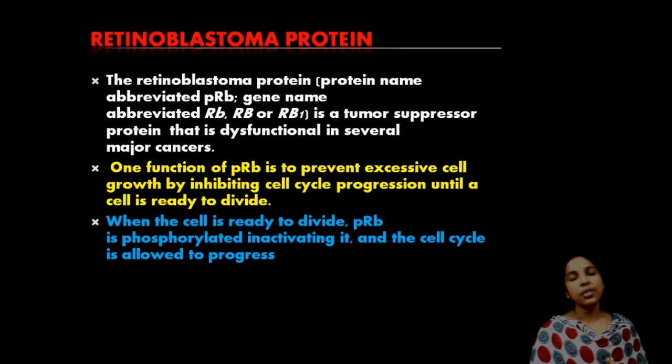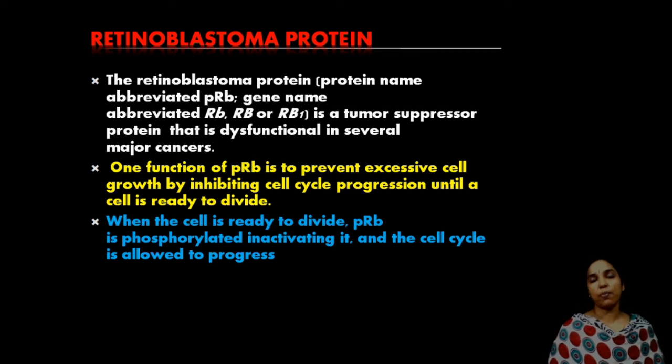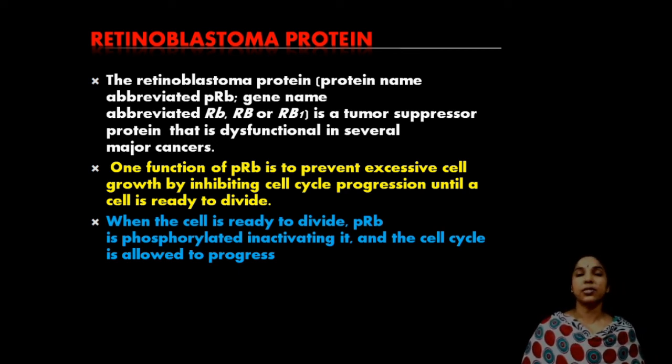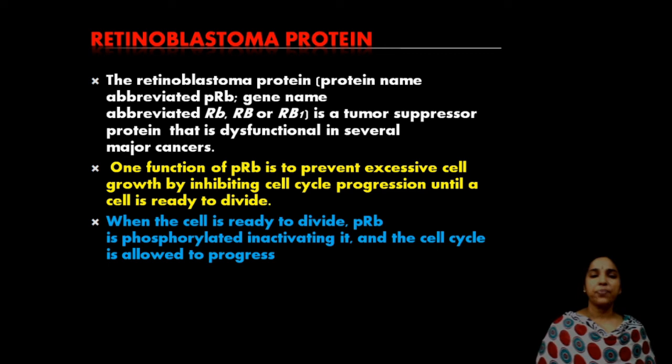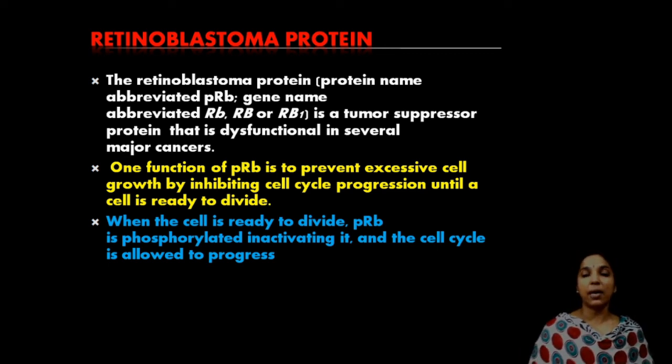Okay. The last one is retinoblastoma protein. This is also a tumor suppressor gene producing a protein. This occurs in human beings also. There are RB1 and RB, mainly tumor suppressor proteins. One function is to prevent excessive cell growth by inhibiting the cell cycle, the same way as the last case. Okay. And when the cell is ready to divide, it becomes phosphorylated, inactivating it, and the cell cycle is allowed to progress.